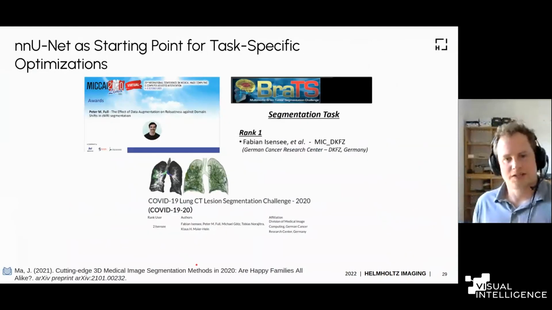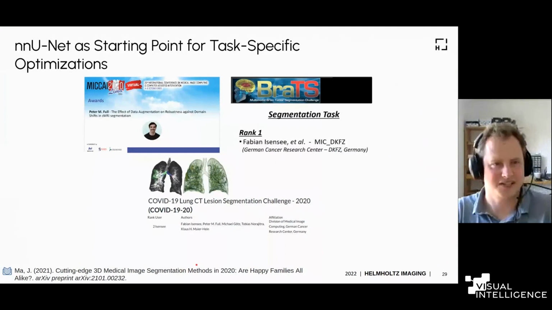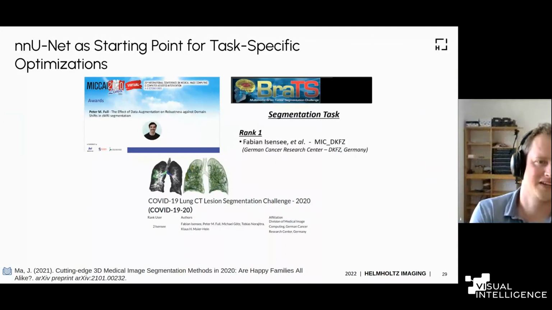I already mentioned at the start that nowadays you cannot win competitions with blank nnU-Net anymore. That is because everybody has it. It's open source on GitHub. So when we participate in competitions, we also have to essentially compete against ourselves. But what this causes is a really nice and, I would say again, refreshing competition landscape where things have gotten really difficult. And what I'd like to highlight here is that in this context, nnU-Net is often being used or can be used as a strong starting point for task-specific optimizations.